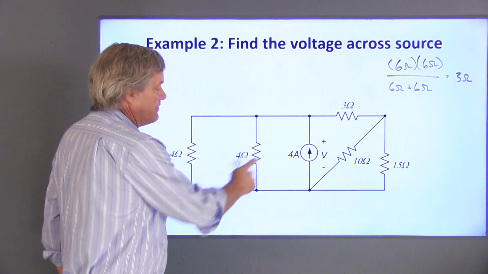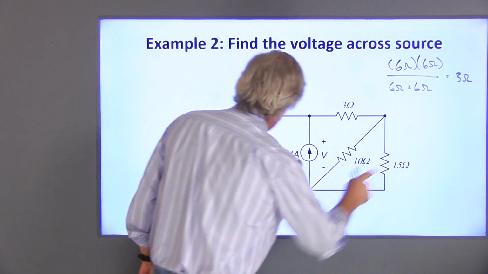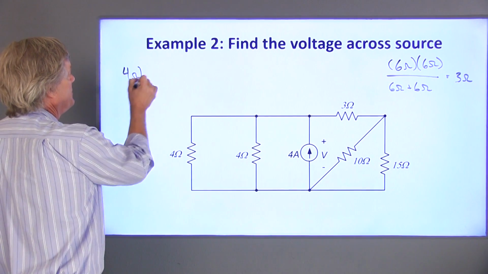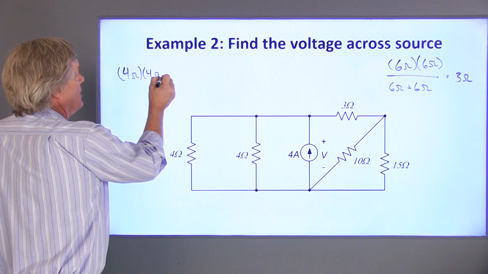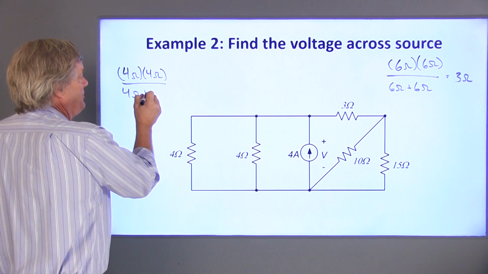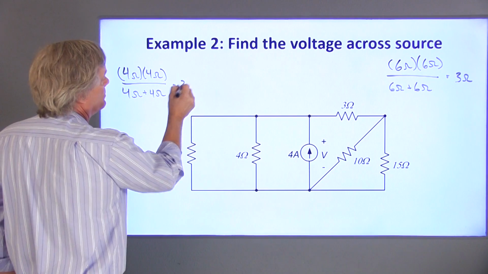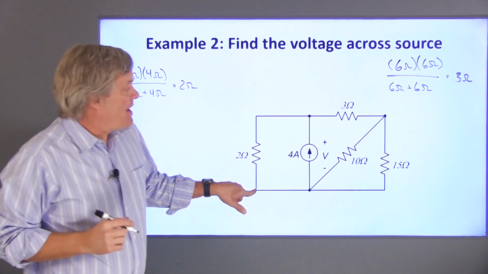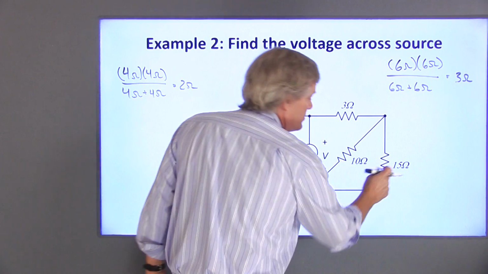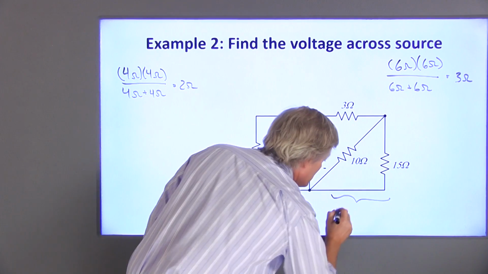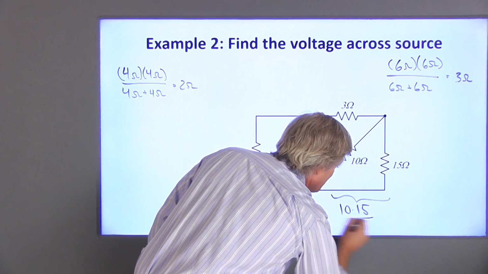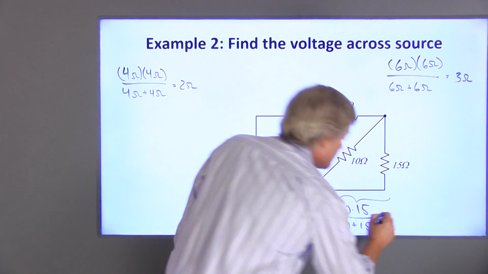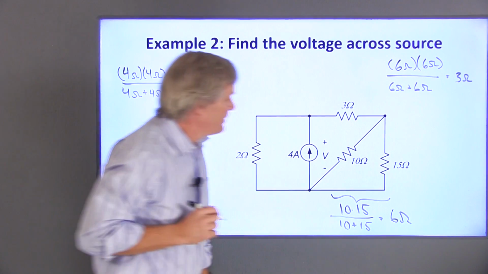Now I can combine either these two in parallel or these two in parallel. I think I'll do these two first. So its equivalent resistance is the product of the two over the sum of the two, which equals 2 ohms. Let's replace those two resistors. Now my only option is these two resistances. They are in parallel, so if I take the product, 10 times 15 over 10 plus 15, that's 150 over 25, which is 6 ohms.